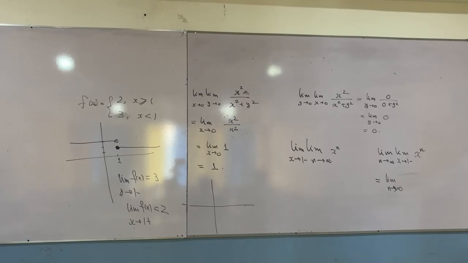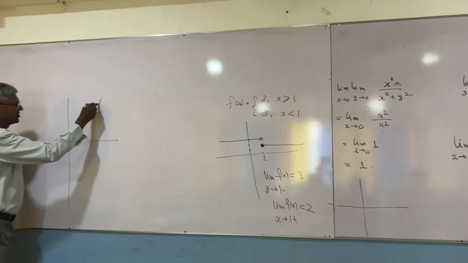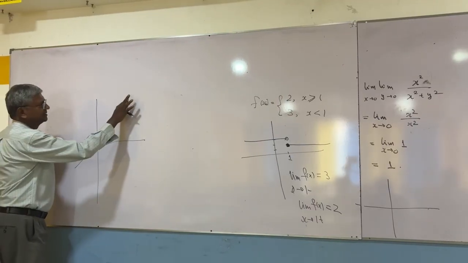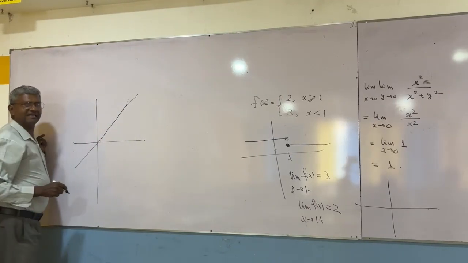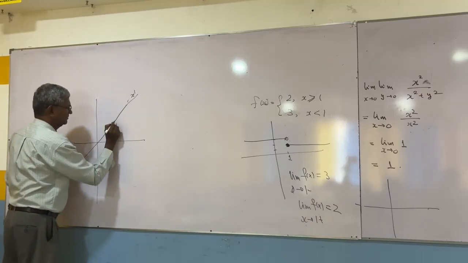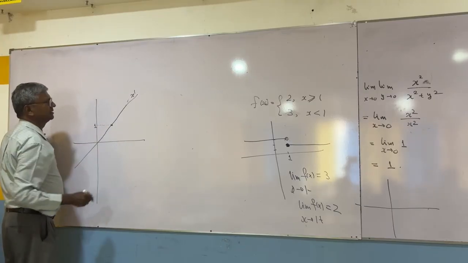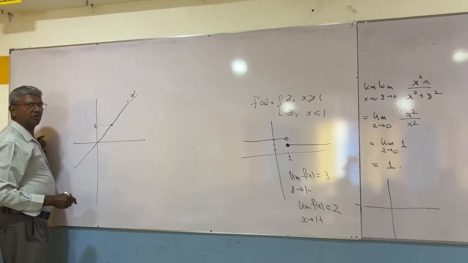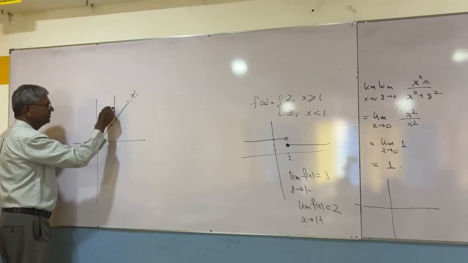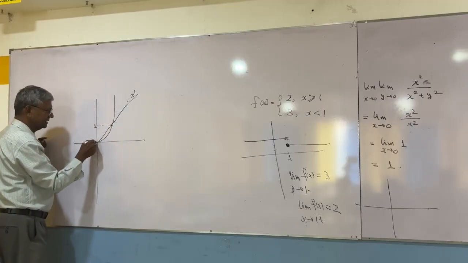Let's draw some graphs. First, I am drawing y equals x. I hope this is a straight line. This is x to the 1. Let's say this is 1. Now I am drawing x to the 2, x squared like this way.